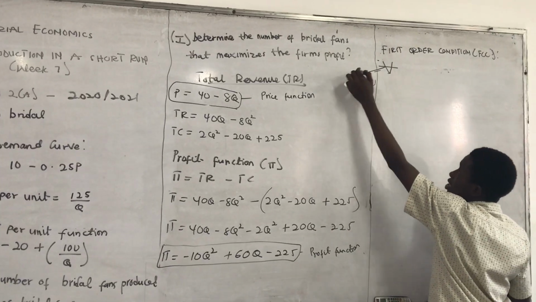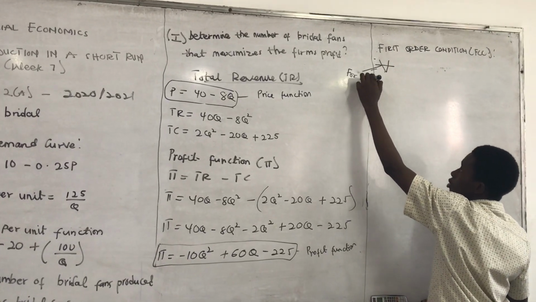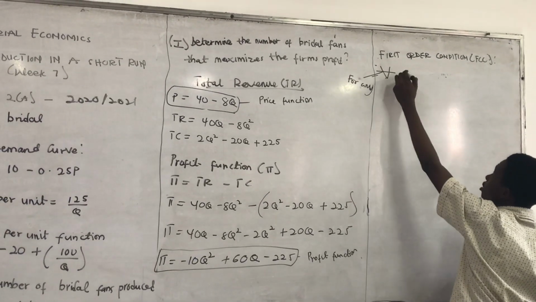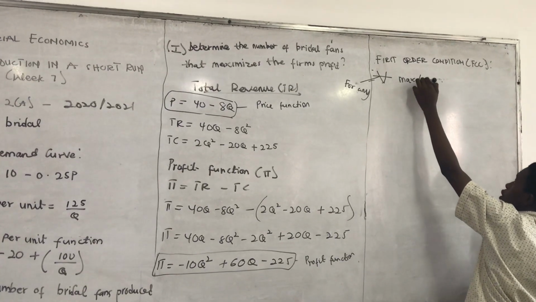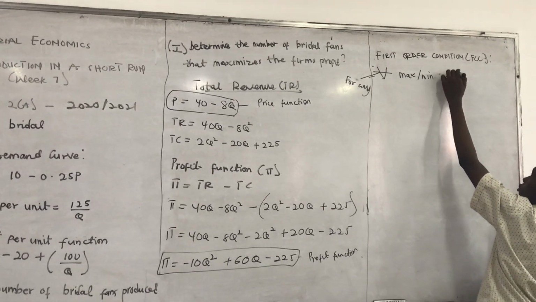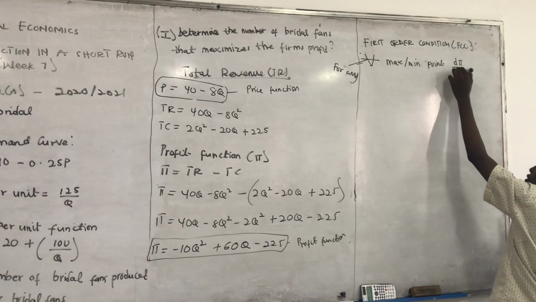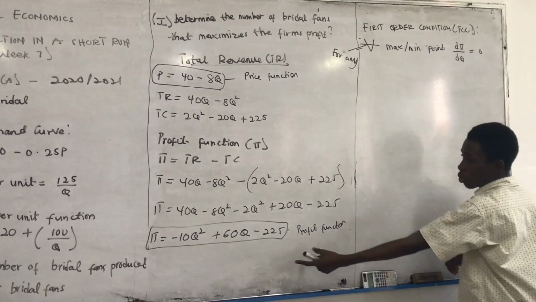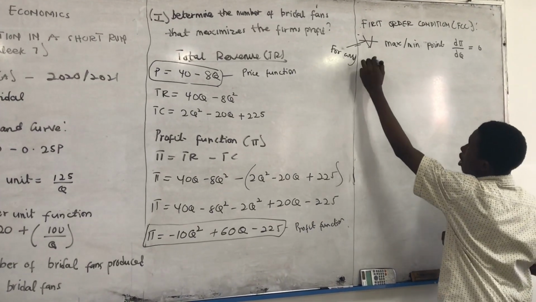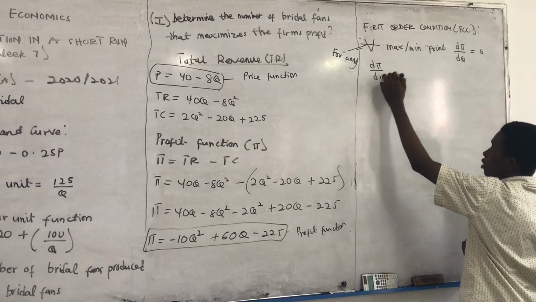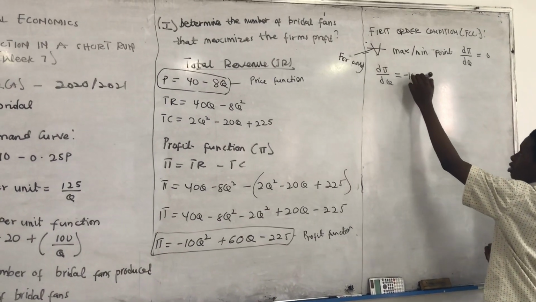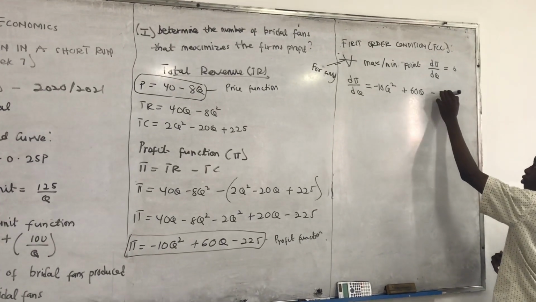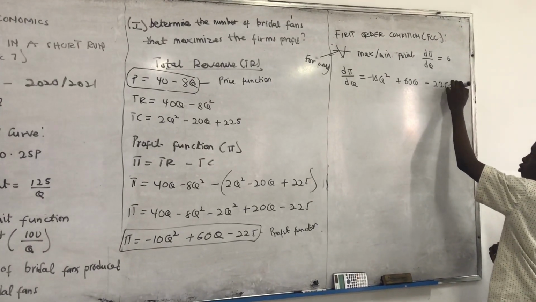The turning point is the same as the stationary point; that's how we call it in accounts. So for any maximum or minimum point, the derivative of profit with respect to Q is equal to 0. So we are going to equate this derivative of the profit function to 0. So we have minus 10Q squared plus 60Q minus 225 differentiated, equal to 0.